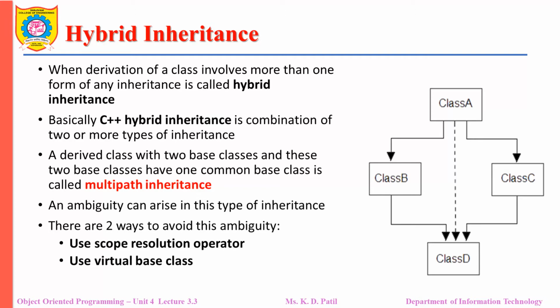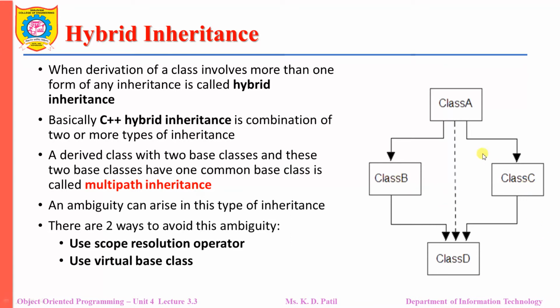When derivation of a class involves more than one form of inheritance, it is referred to as hybrid inheritance. In C++, hybrid inheritance is a combination of two or more types of inheritance. Now, if you observe this diagram, I have class A, class B, class C and class D. Here, class B and class C are the child classes of class A, and class D is inheriting the properties from two base classes, that is class B and class C.